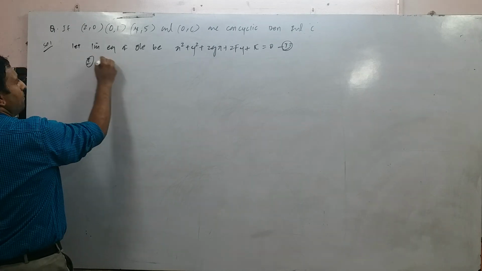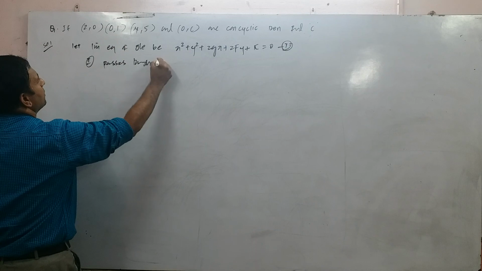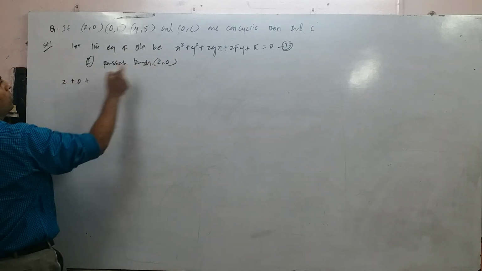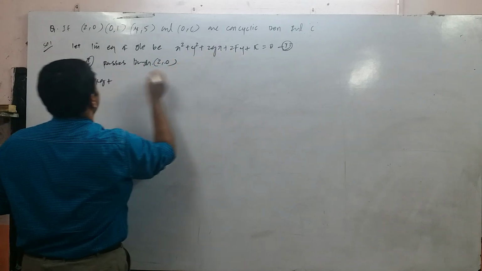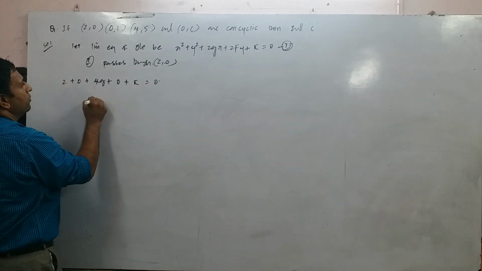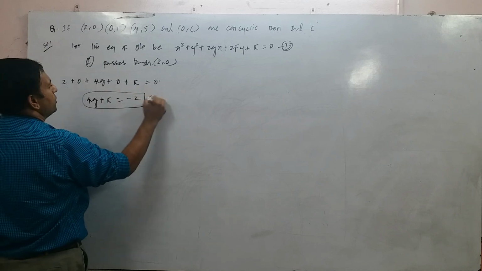Now I passes through the point (2, 0). So when it passes through (2, 0): 2 square plus 0 plus 2g into 2, that is 4g, plus 2f into 0, that is 0, plus k is equal to 0. So it is 4g plus k is equal to -2. Call this as equation number 1.